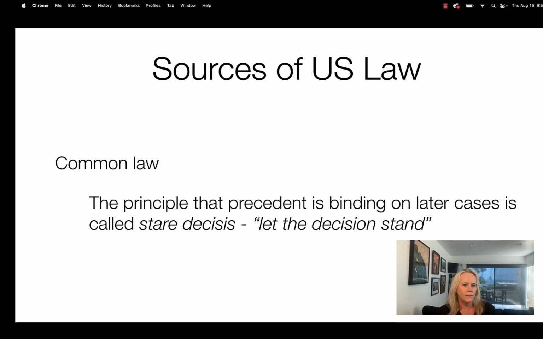Another important source of US law is common law. And common law is what we call judge-made law. Basically, what happens with judge-made law is that legal decisions are made based on prior legal decisions. There's a principle that this is based on called stare decisis, which means let the decision stand. And here's what happens with common law.